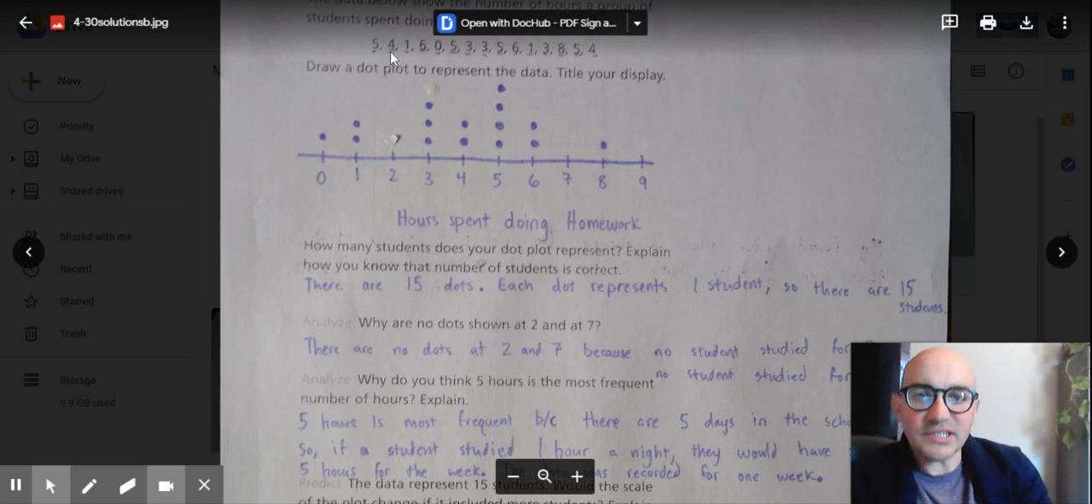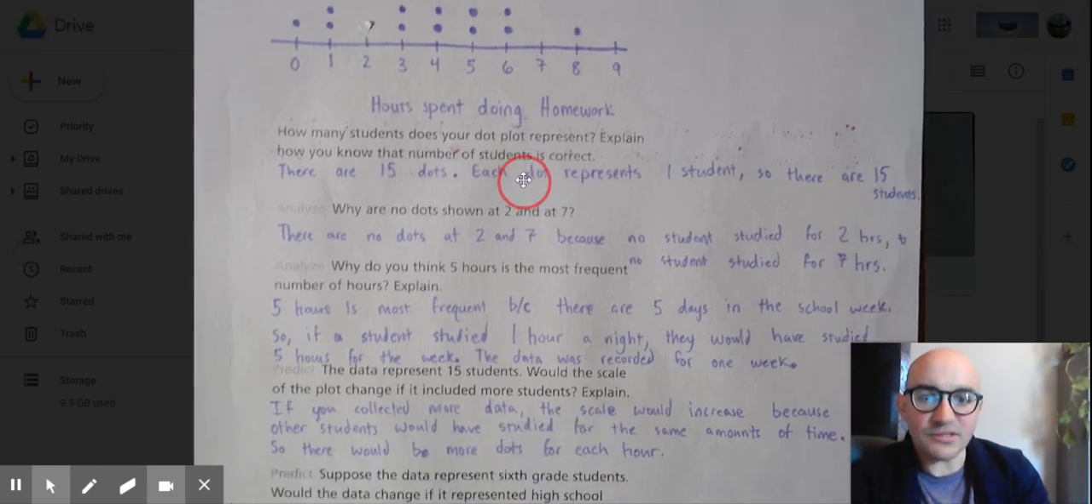Why are there no dots shown at 2 and 7? Well, let's look at the data set. Do you see any 2s? Do you see any 7s? I don't see either one. So that tells me that there are no students who studied for 2 hours and no students who studied for 7 hours.